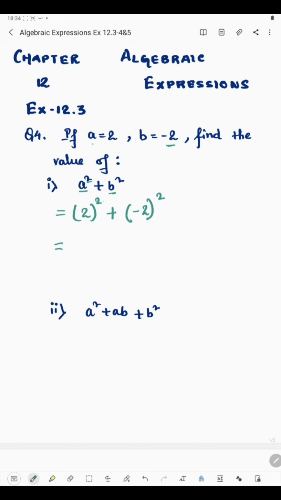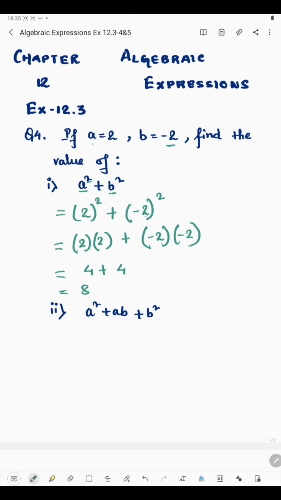Now 2's power is 2 means we will write the base twice, right? Plus minus 2 will also be written twice as the power is 2. Now 2 into 2 is 4. We have a plus sign. Now 2 into 2 is 4 again, and since there is an even number of negative signs, 1, 2, it will be positive. Now 4 plus 4 is 8. So the value of this expression will be 8.